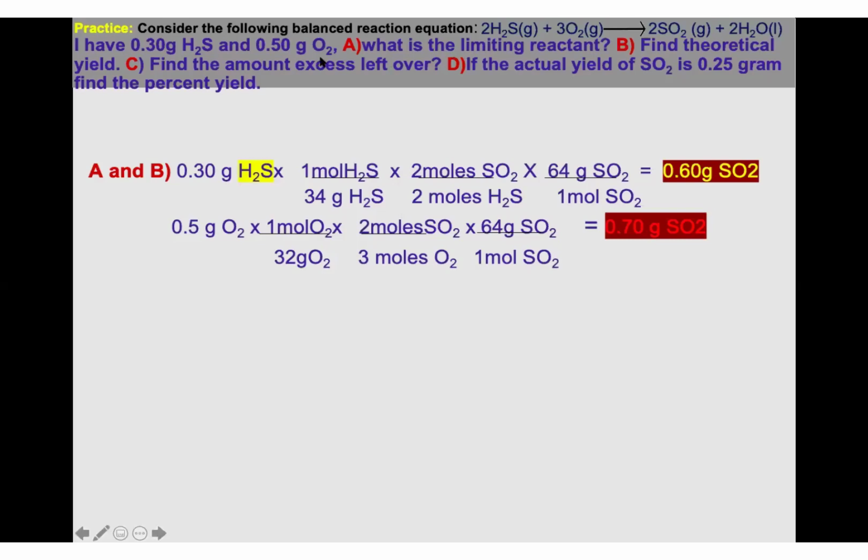But I recommend you go to the end and see if in the question they tell you which one to choose. If you go to the B, it says find theoretical yield, okay, find the amount of excess left over, okay, and then if the actual yield of SO2 is 0.25 gram, find the percent yield. So here in the D, they basically tell us which product to choose. If I were you, I would go with this product. You can go with either of them to find the limiting and theoretical yield.